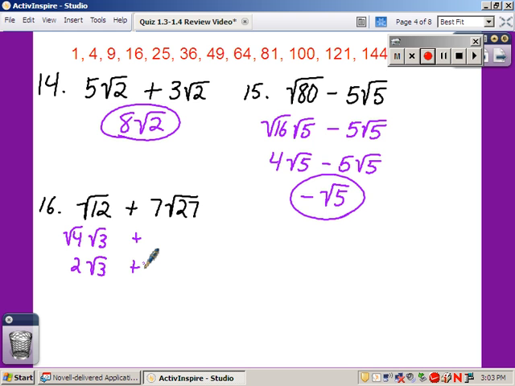Now I got 7 square root of 27. So square root of 27, it looks like 9 goes into that one. So I got 7, and then I got square root of 9, square root of 3. Now square root of 9 is equal to 3. So I have 7 times 3 times the square root of 3. That's 21 square root of 3. And I put it together to get 23 square root of 3.